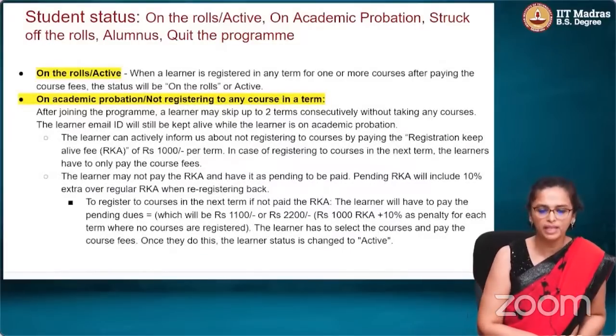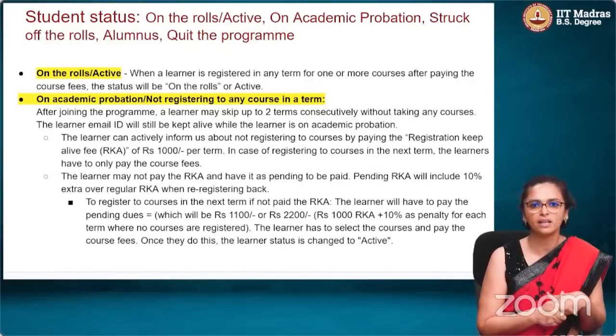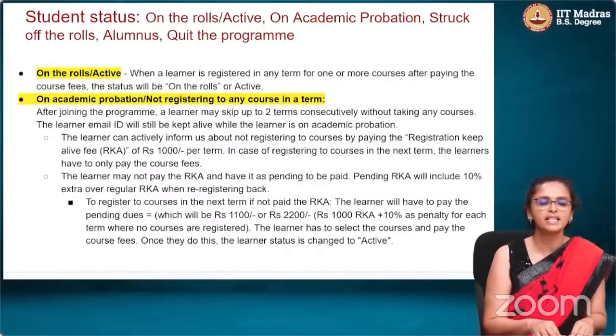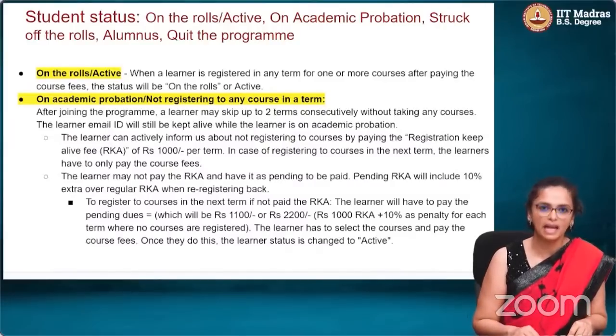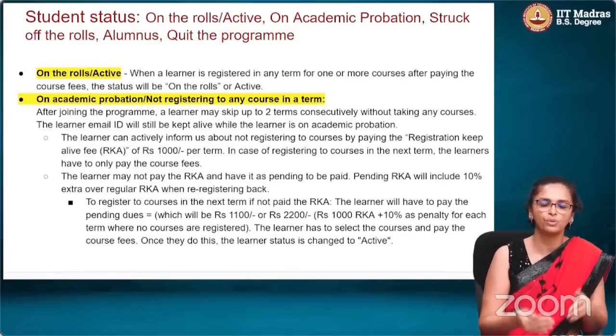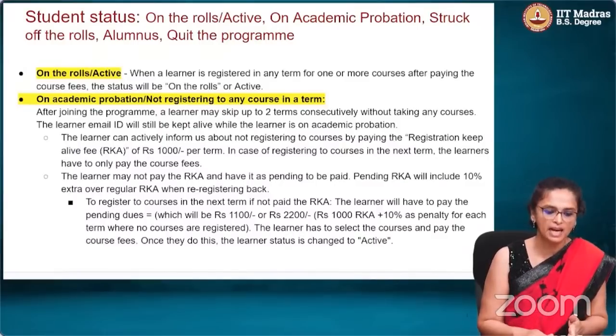Okay, student status. There is something called student status that we maintain for students in the program. I will walk you through the statuses that we keep. The first one is on the rolls or active student status. When a learner is registered in any term for one or more courses after paying the course fees, the status will be on the rolls or active. So basically you are active in the program, you are registered to courses, you are doing coursework with us. At that point, your status is maintained with us as active.